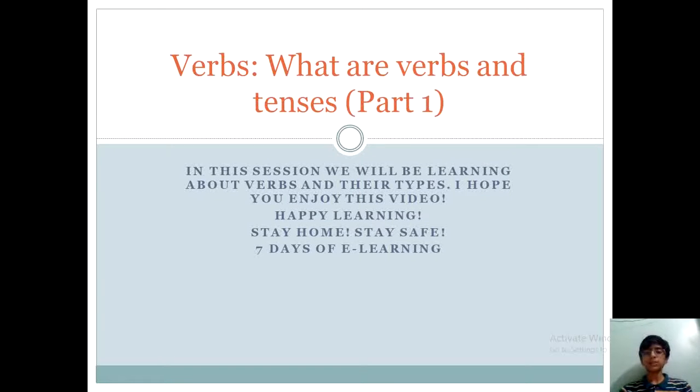So today's session is English and today's topic is verbs. Today we are going to learn what are verbs and their types.